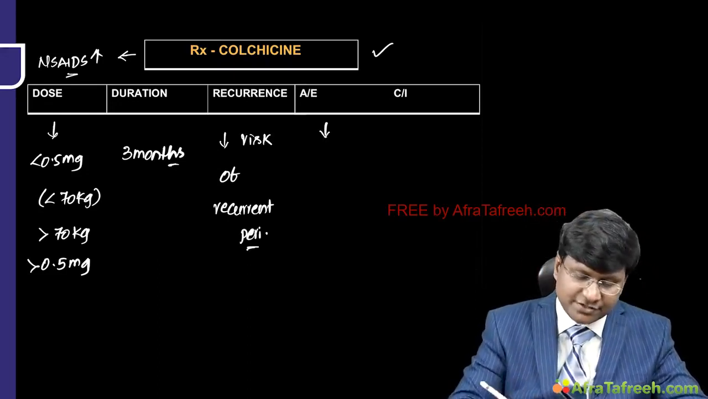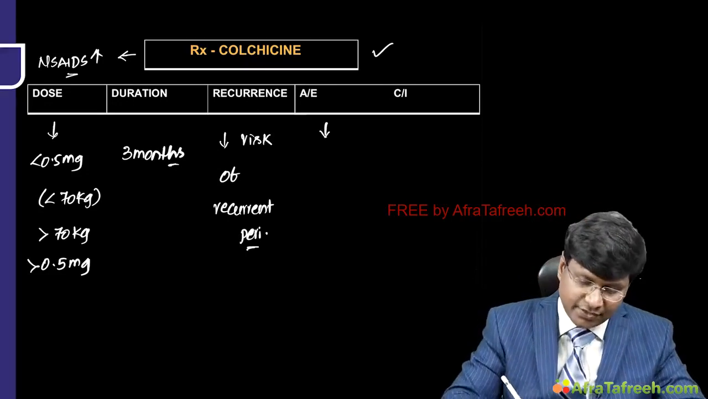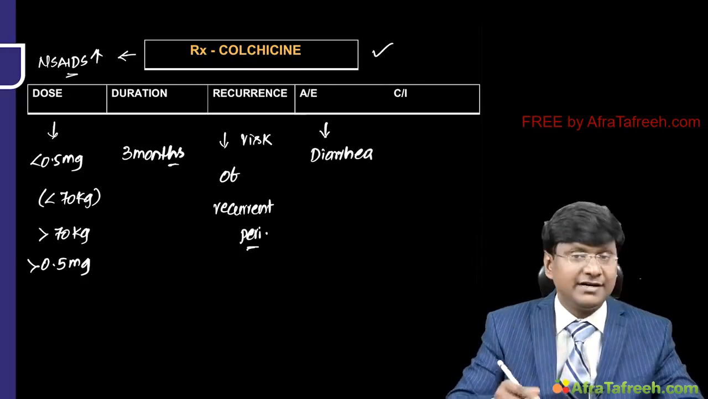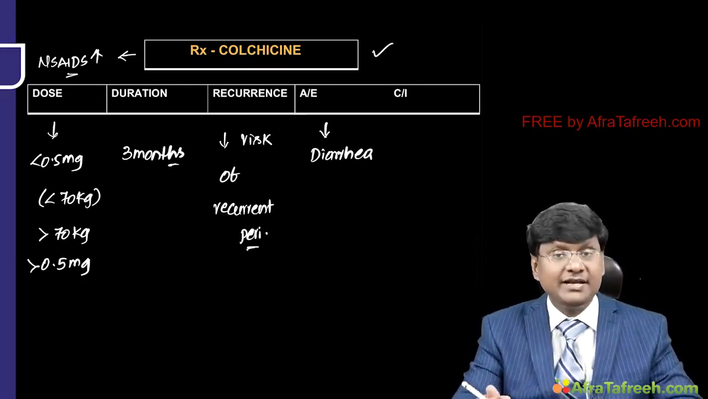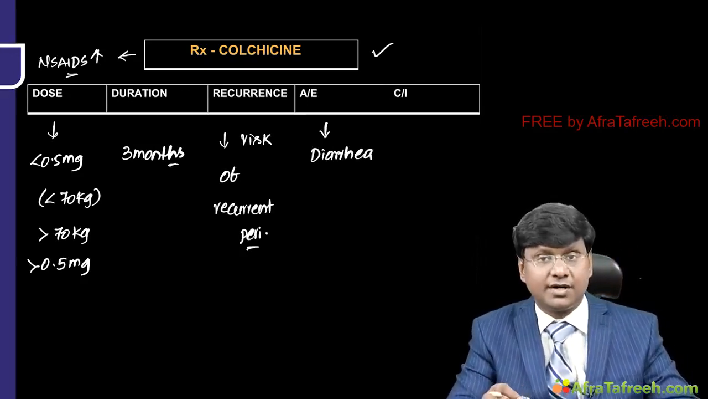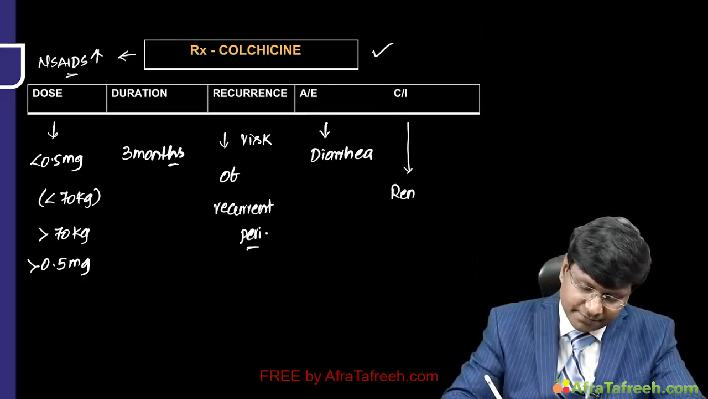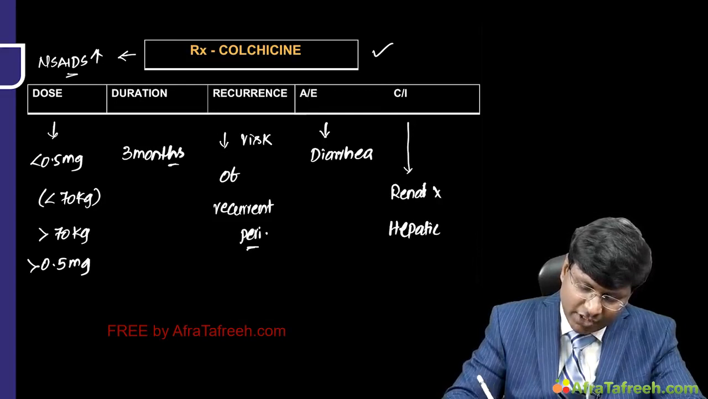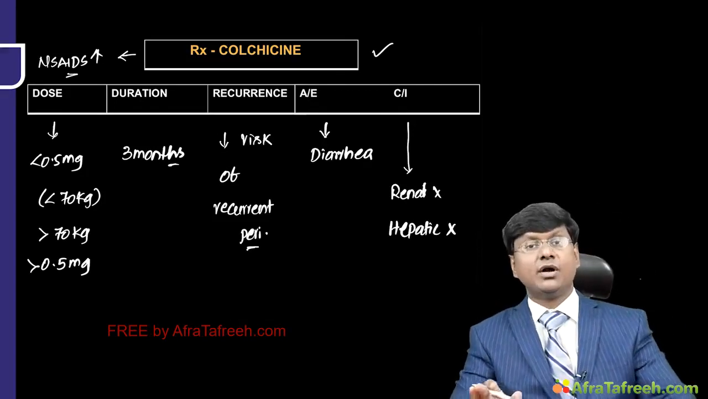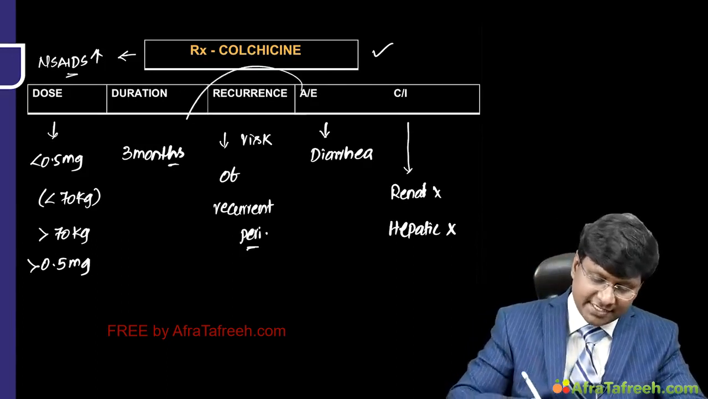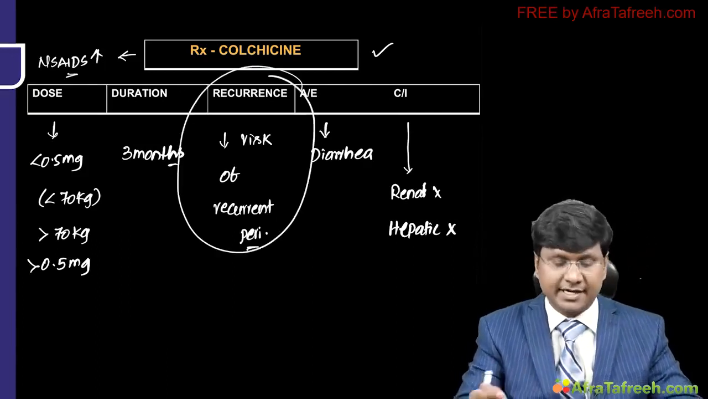And what are the adverse effects of this colchicine? The adverse effects include diarrhea. So diarrhea is a very, very important adverse effect. And in which conditions is this colchicine contraindicated? If there is renal failure or hepatic failure, then the colchicine should be avoided or is contraindicated. So that is about the story of colchicine. Importance is that it will reduce the recurrence of pericarditis.